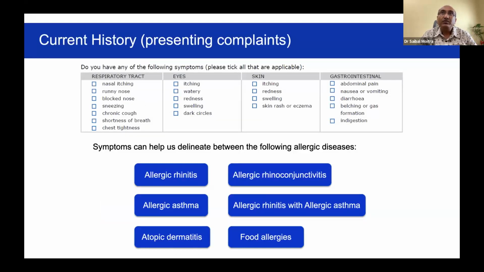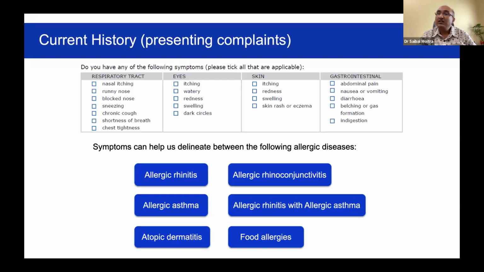Then we come to the actual symptoms with which the patient has come to us. Patients usually come to us with a particular set of symptoms with which we diagnose a disease, and then we go about understanding what is causing the symptoms. The symptoms can pertain to the respiratory tract, the eyes, the skin, the GI tract. Depending upon the symptoms, we diagnose patients as having either allergic rhinitis, allergic asthma, atopic dermatitis, allergic rhinoconjunctivitis, or a combination, which could include rhinitis with asthma, rhinitis with chronic rhinosinusitis with nasal polyps, and rhinitis with food allergies. It is very common to have a combination of these diseases together in a particular patient at a particular time. So this helps us delineate what we should focus on at that time.